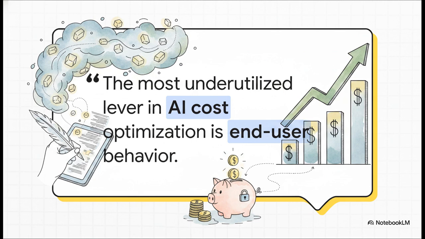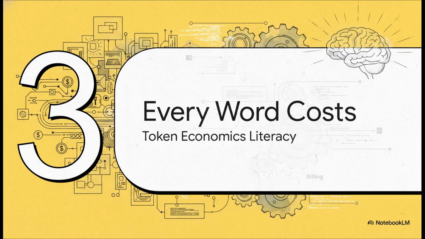Your daily prompt writing habits are driving the vast majority of token consumption, so shifting those habits makes a huge impact. Every single time you type a prompt, you are actually making a purchasing decision on behalf of your company. Which brings us to Section 3. Every word costs real money. Let's talk token economics literacy.